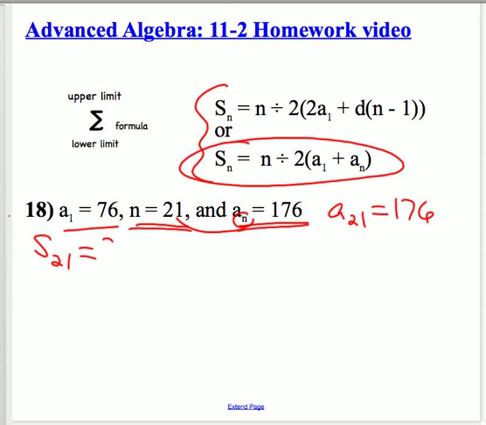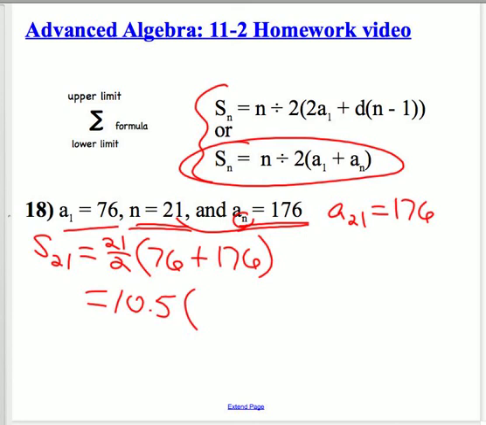Plug the numbers in. N is 21, a sub 1 is 76, and a sub n, a sub 21, is 176. And I go through, the whole right side is numbers. I type it in my calculator, or I evaluate it in my head, whichever you prefer. And I now know that the sum of the first 21 numbers in this series is 2,646.